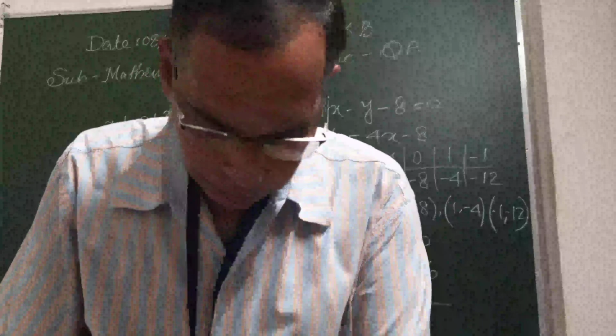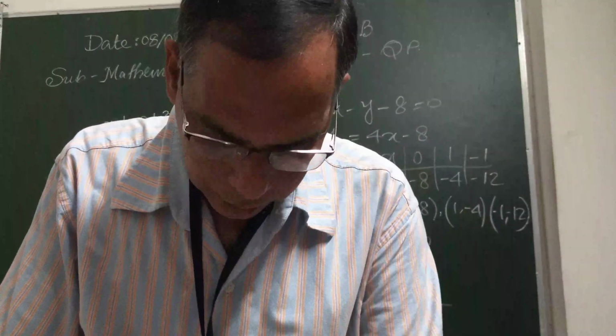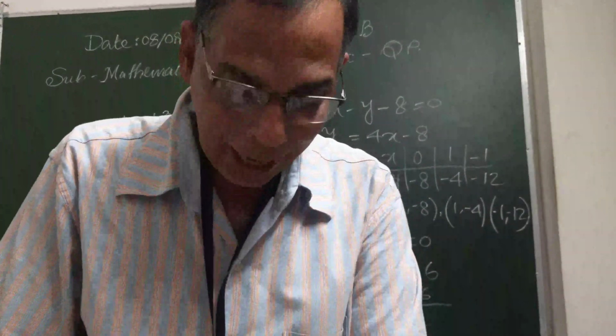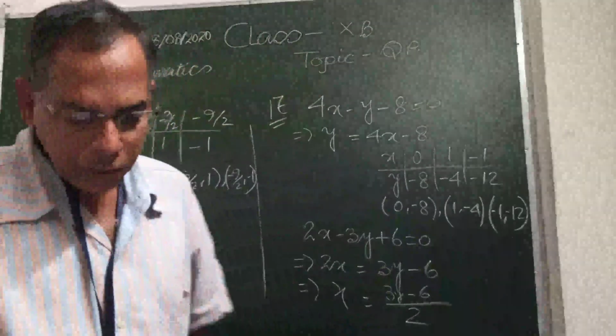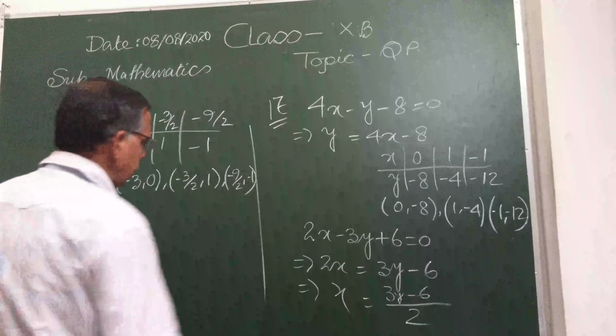Now next you see, also determine the vertices of the triangle formed by the lines and the x-axis. Vertices of the triangle and also area of the triangle.